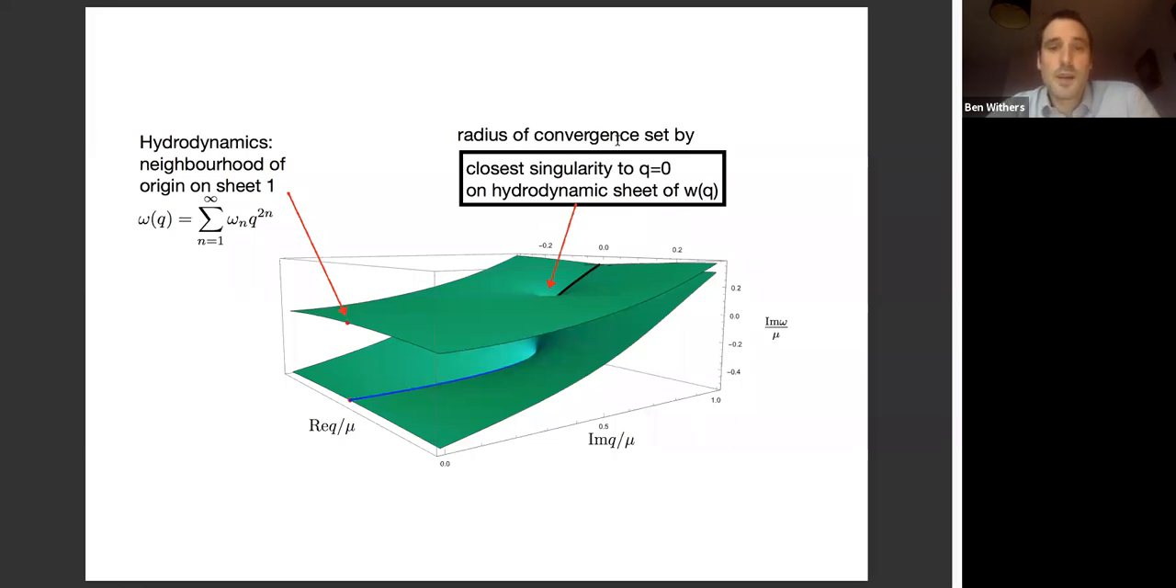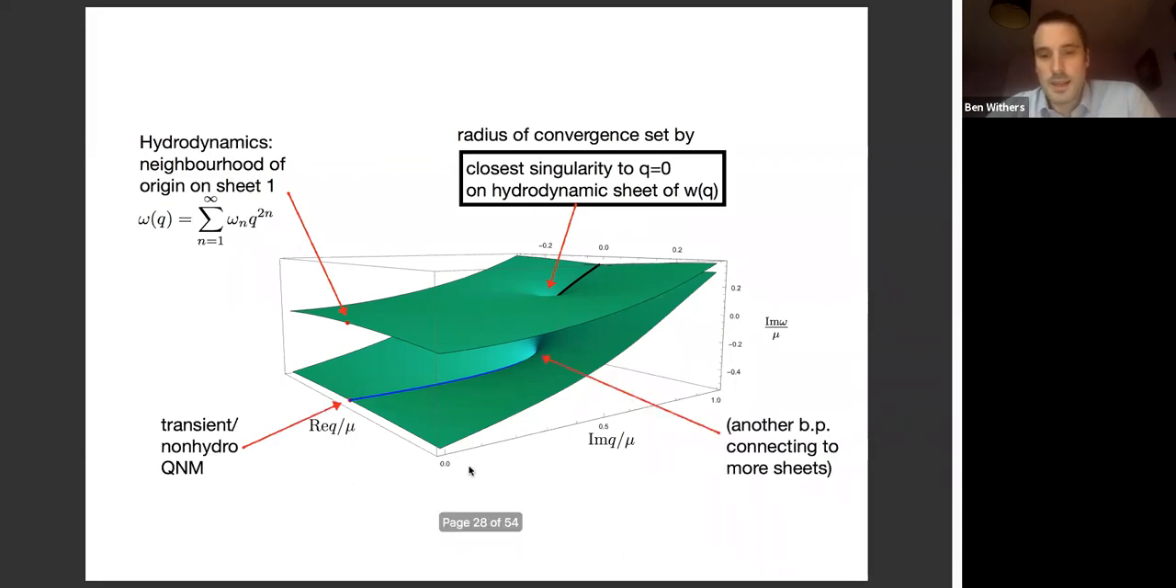So this radius of convergence is set by the closest singularity. So you're looking for the closest singularity to the origin on the hydrodynamic sheet. There can be other singularities. There's one here, and it's closer to the origin, but it isn't on the hydrodynamic sheet, so it does not set the radius. This, of course, is the transient, the non-hydrodynamic quasi-normal mode, and as I mentioned, this is another branch point.